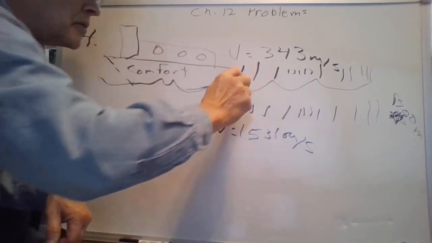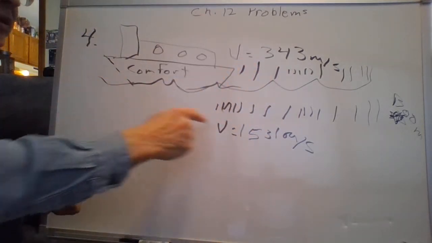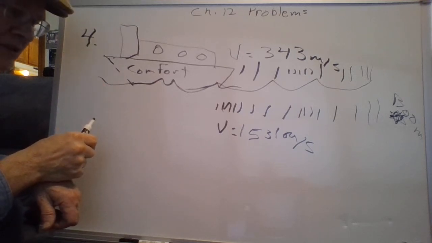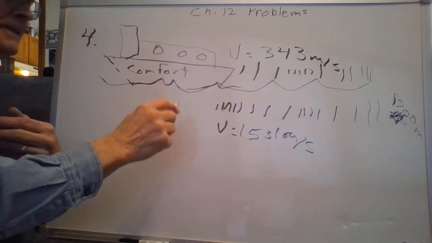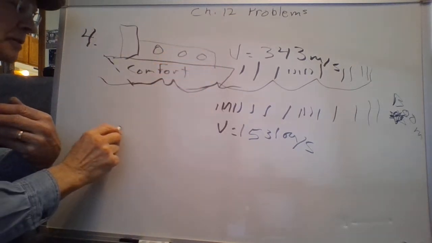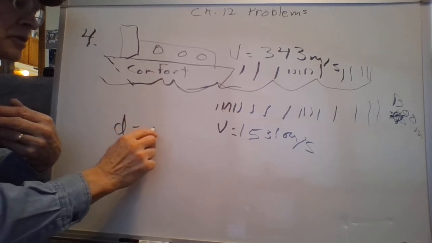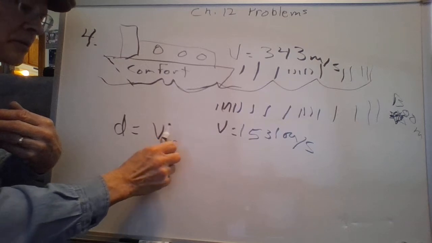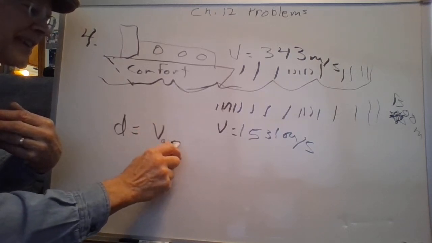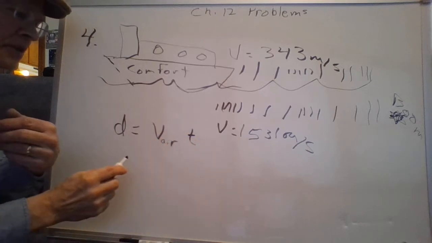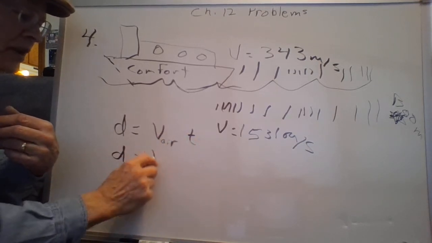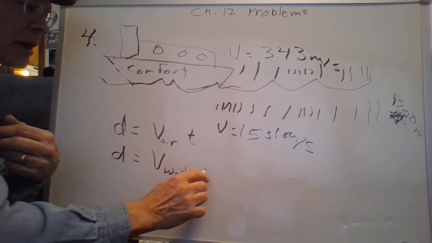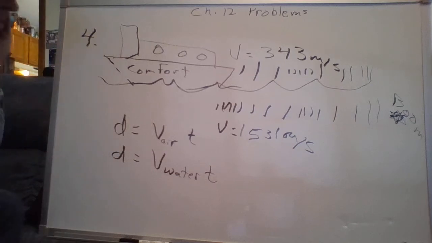Traveling through the air, or whether it travels through the water, the thing that is the same for both trips is the distance, right? The distance could be expressed one of two ways. It could be the velocity of sound in air times time, or it could be expressed as the velocity of sound in water times time. But those two times aren't the same, are they?